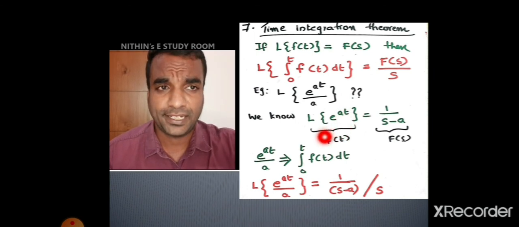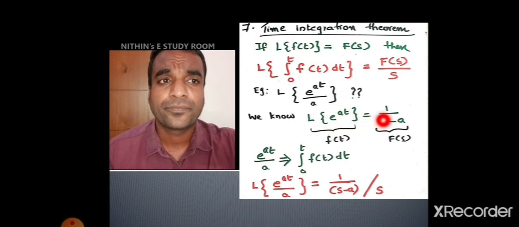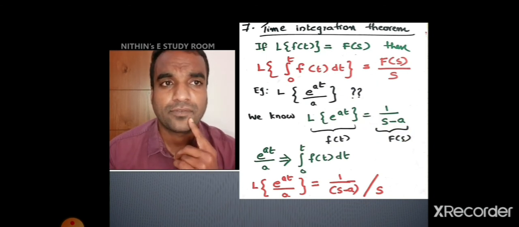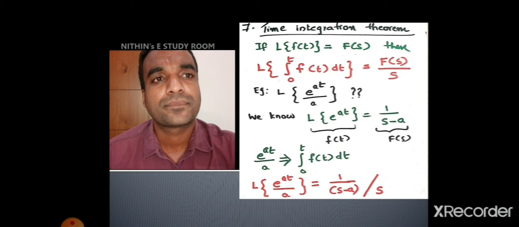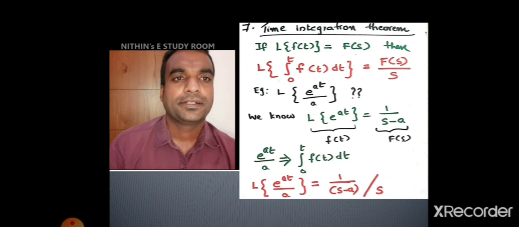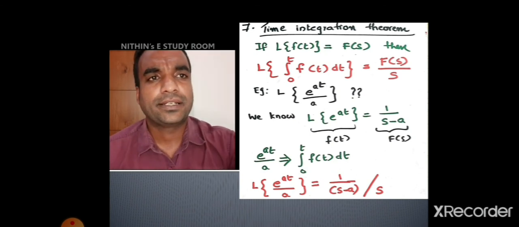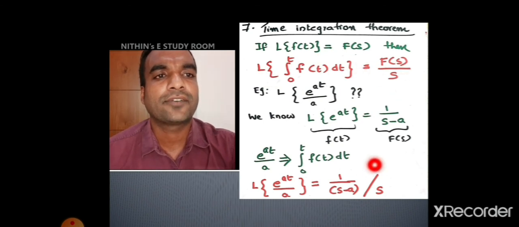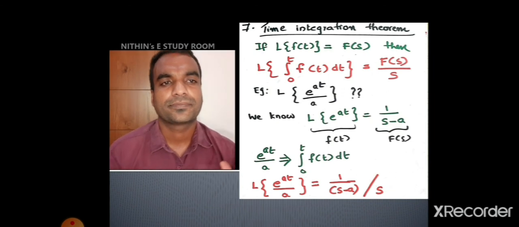So, suppose L of e raised to a t is f of t, f of s is 1 by s minus a, and e raised to a t by a is nothing but integral 0 to t f of t dt, and as per the basic equation, the answer will be f of s by s. Here f of s is nothing but 1 by s minus a all divided by s. That is the answer.